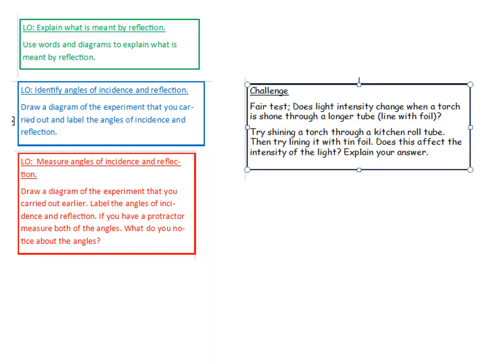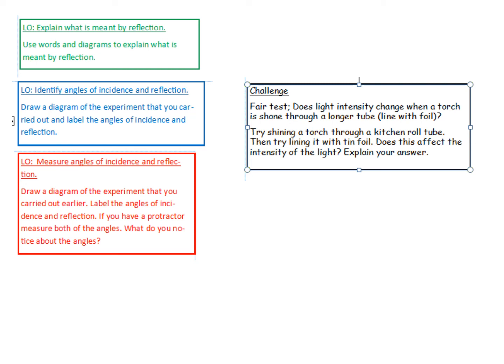So what you are going to do. Greens, you're going to use words and diagrams to explain what is meant by reflection. You could use the diagrams that we have gone through, label them and explain what they show. Remember, the diagrams in our lesson have an explanation next to them as well. That's what you need to do. It could just be simple sentences or bullet points underneath.